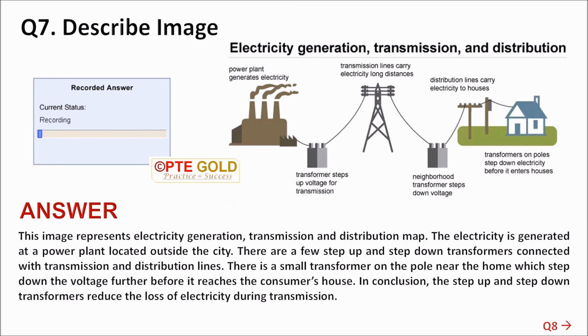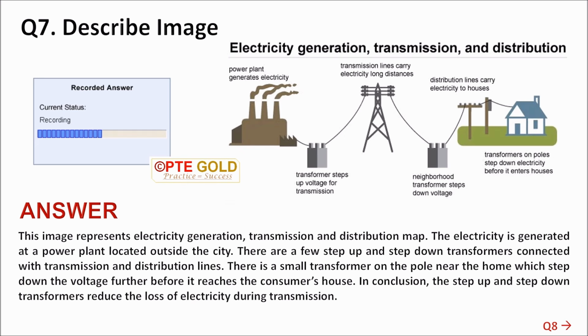This image represents the electricity generation, transmission, and distribution map. The electricity is generated at a power plant located outside the city. There are a few step-up and step-down transformers connected with transmission and distribution lines.